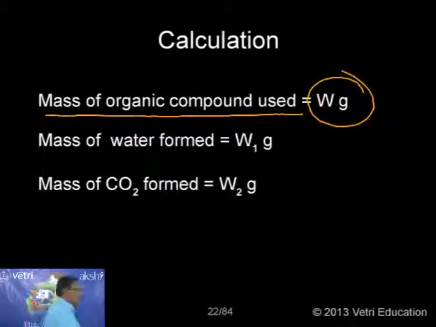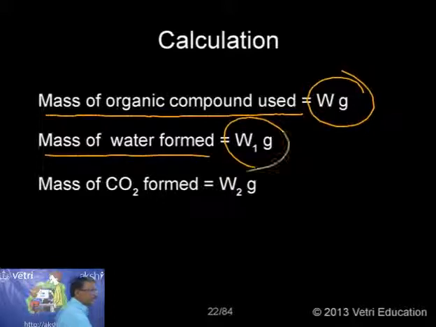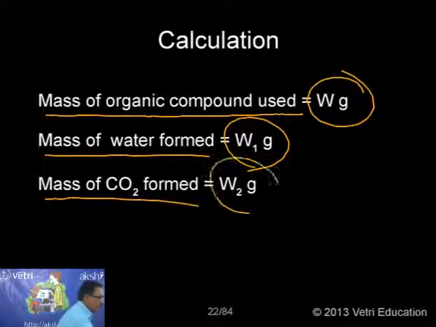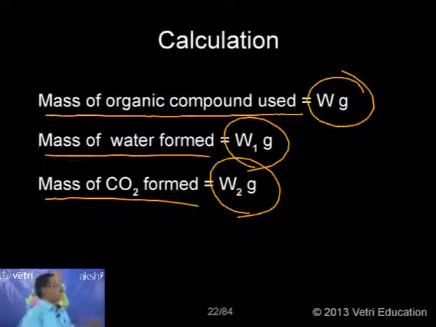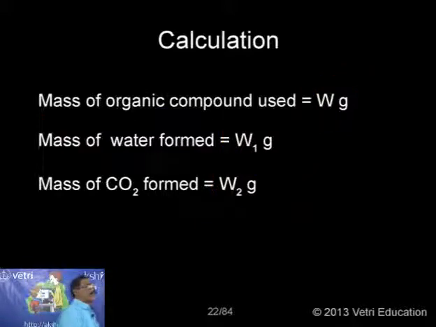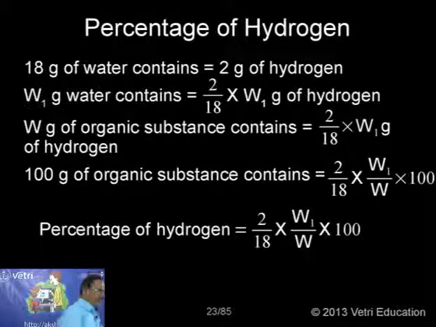Then, the mass of water formed in the U tube, let us assume, is W1 gram. The mass of carbon dioxide formed, let us assume, is W2 gram. So only 3 readings we are having: one is the organic compound used, W gram; water formed, W1; and carbon dioxide formed, W2. From these 3 readings, we are going to determine the percentage of carbon and hydrogen as follows.